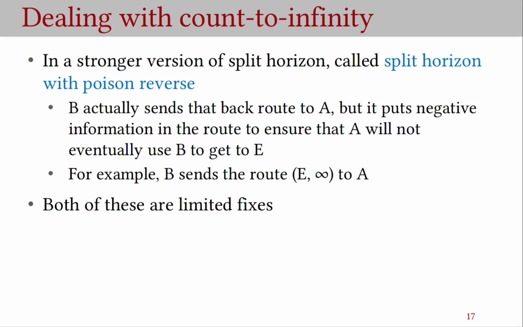And then there is a stronger version of split horizon. It's called split horizon with poison reverse. And in this case, B actually sends that route back to A, but it puts some negative information like, the distance to reach E is infinity. And therefore, A will never use this route that B had sent, which B learned from A in the first place. And I'd like to note that both of these are very limited fixes. They work only for loops that contain two nodes.